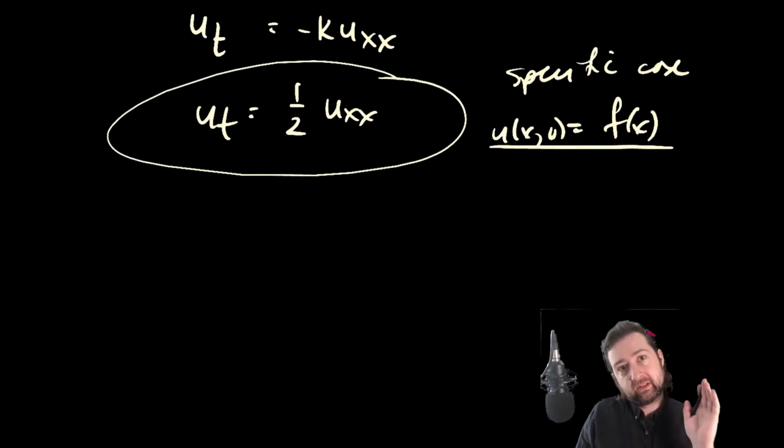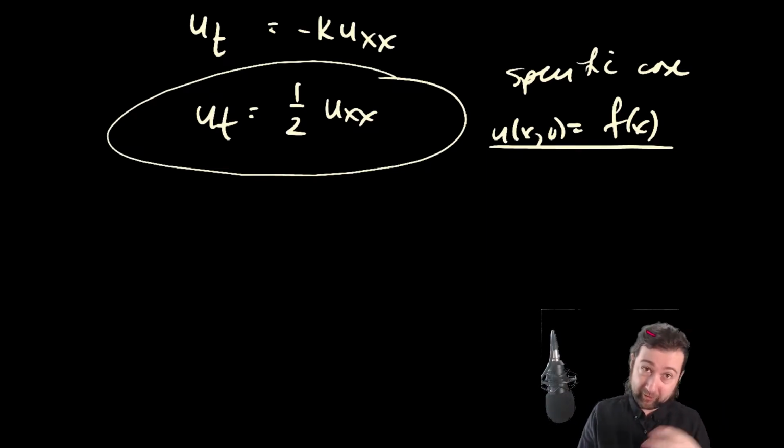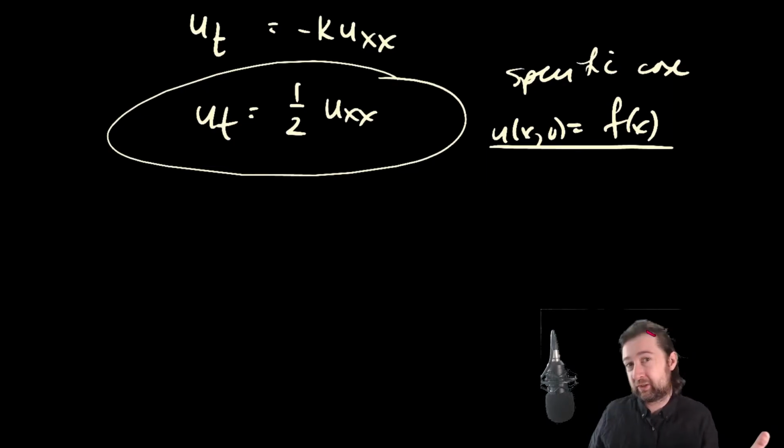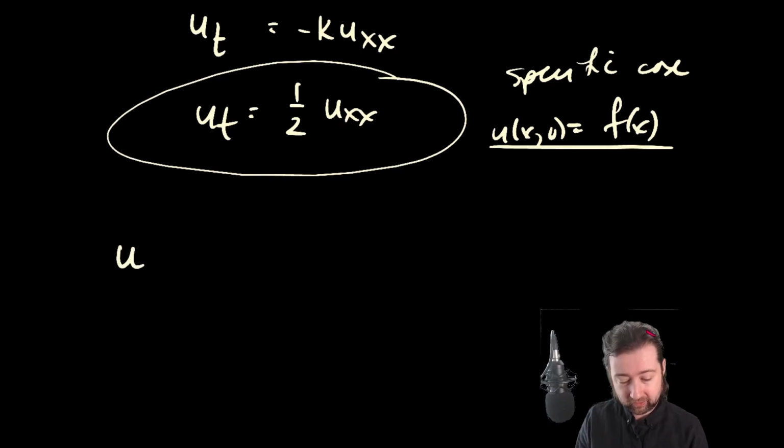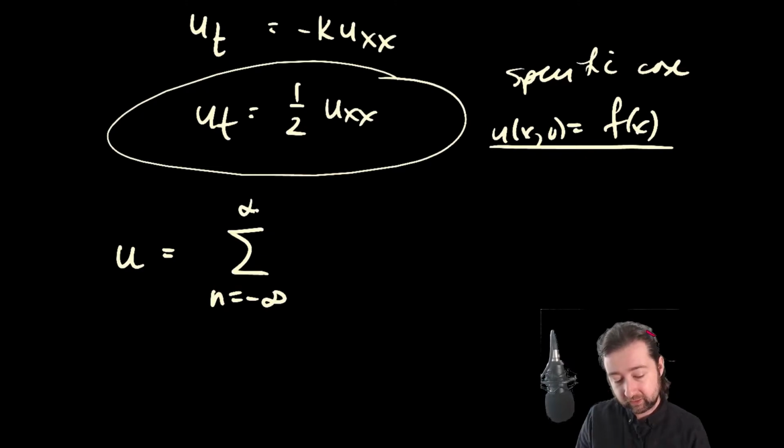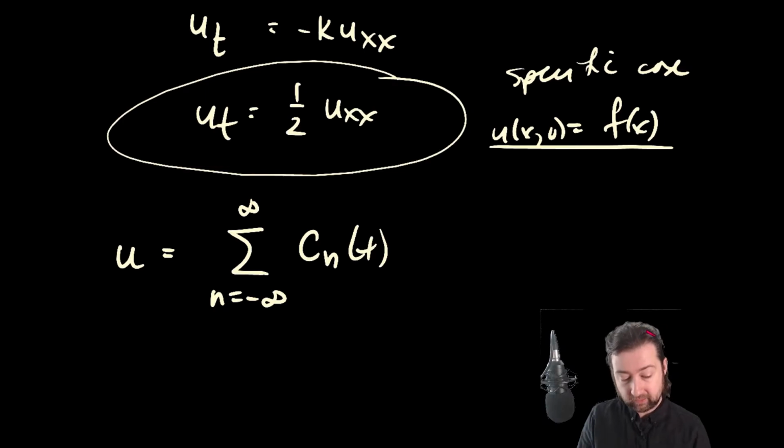Fourier's big insight was to guess, and it was a guess. It took a long time after this to show that this was rigorous, but it worked in understanding what was going on. And so to applied mathematicians and engineers and scientists and even the mathematicians of the day, if something worked, that was justification for doing it. Fourier's guess was that u is equal to the sum from n equals minus infinity to infinity of C_n of t e to the minus 2 pi i n x.